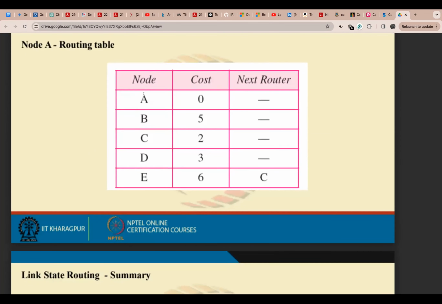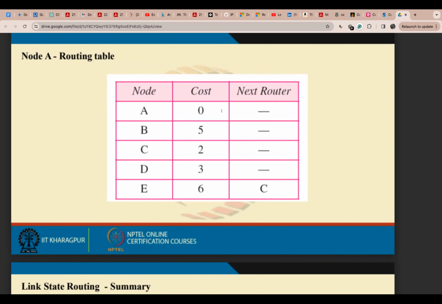From A's routing table, to go to A will be 0. B to your cost. A to B will be 5, A to C will be 2, A to D will be 3, A to E will be 6.